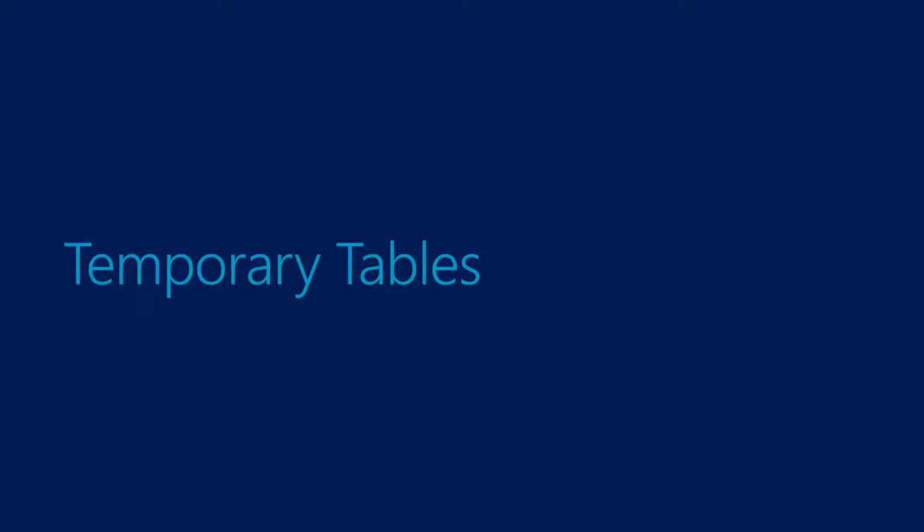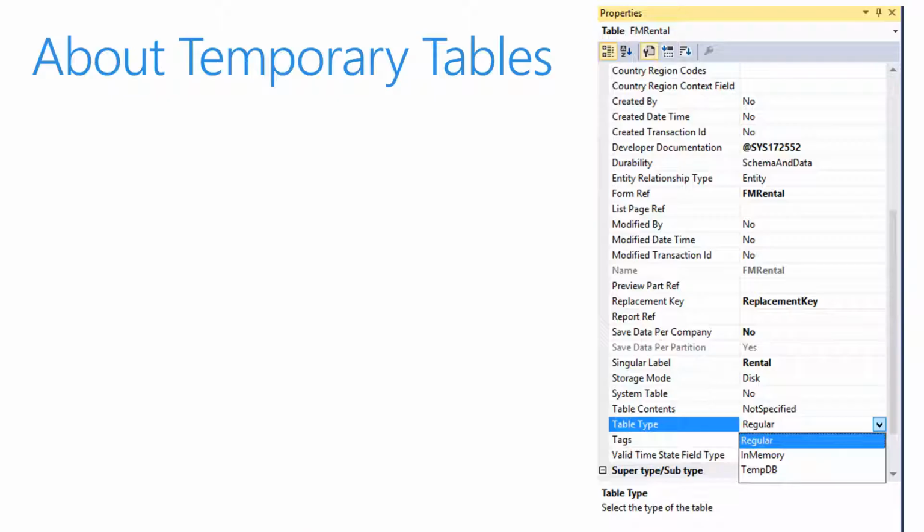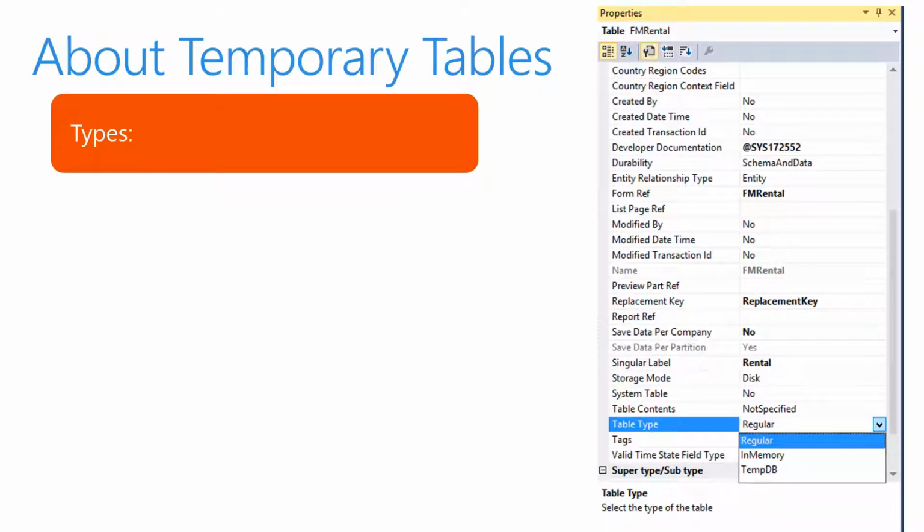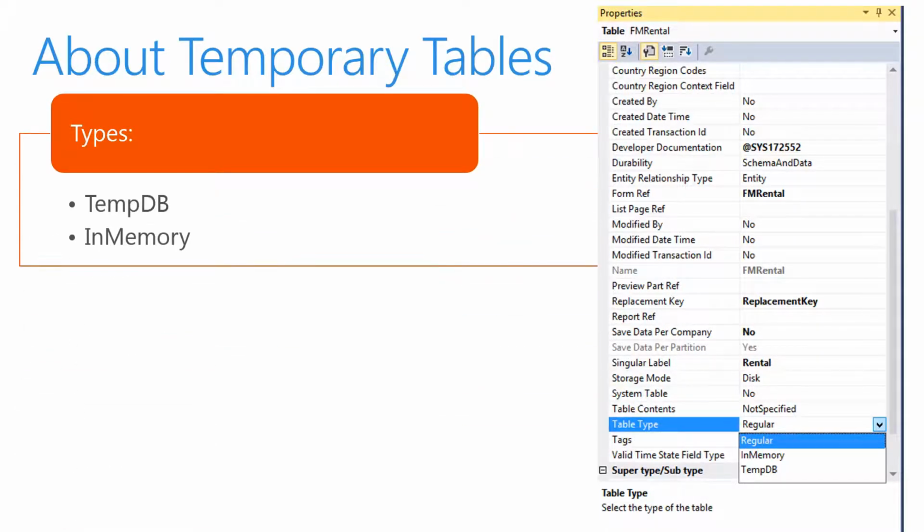In this lesson, we will walk through creating and using temporary tables. A temporary table contains data only when it is in use or instantiated by a particular process. The data is automatically deleted at some point after all references to the table go out of scope. There are two main types of temporary tables. We have in-memory and TempDB.